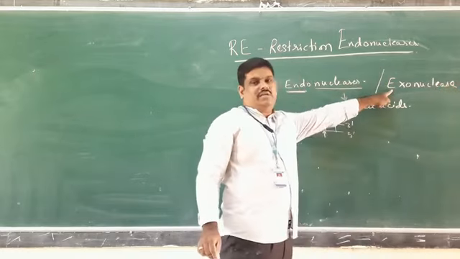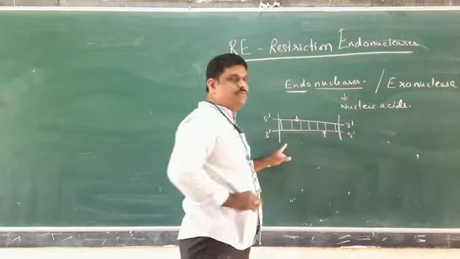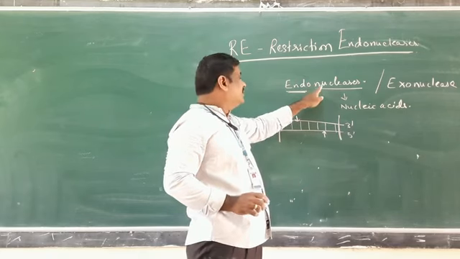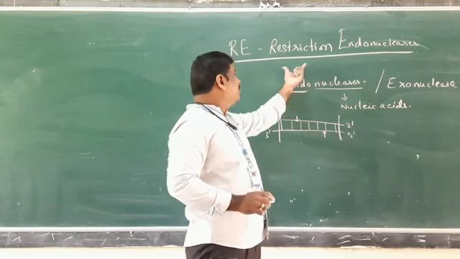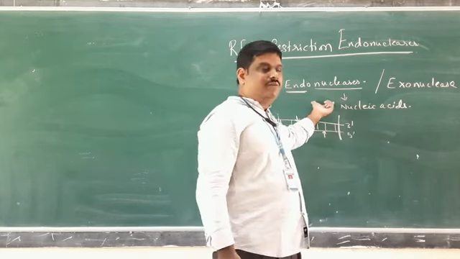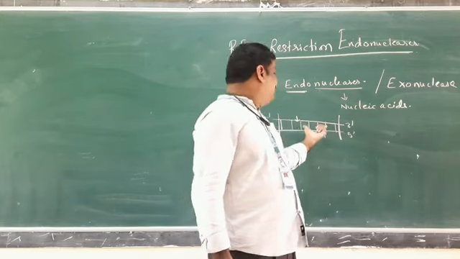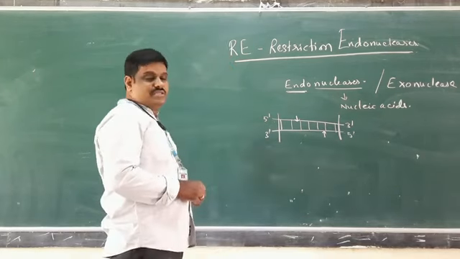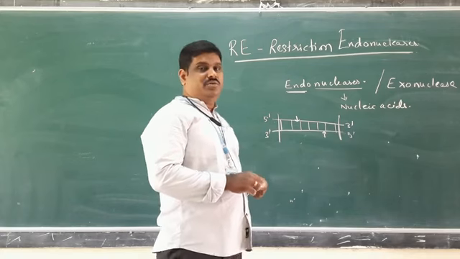Exonuclease is the enzyme which can cut the DNA at terminal parts. Endonuclease is the enzyme which can cut the nucleic acid at the intermediate parts, in the middle portion, not at the terminals. So what are restriction endonucleases, and what is the significance of restriction endonuclease?